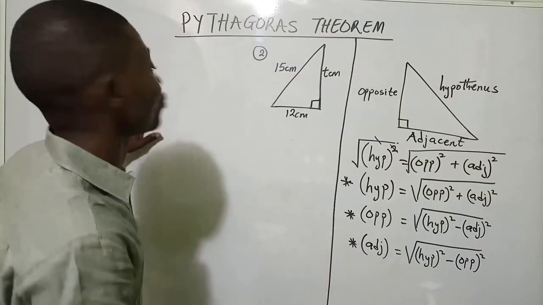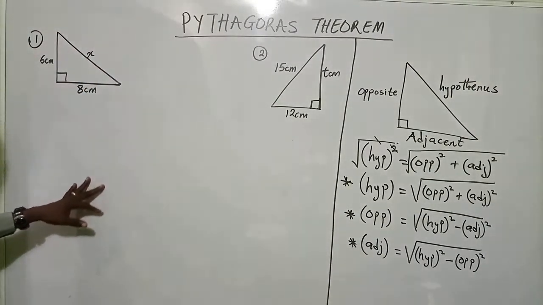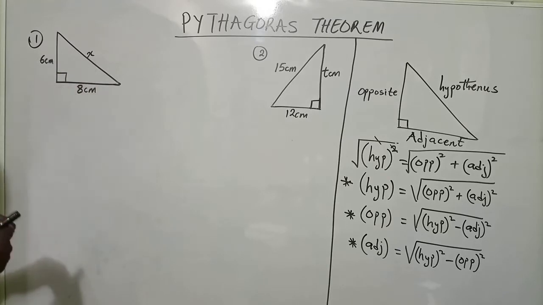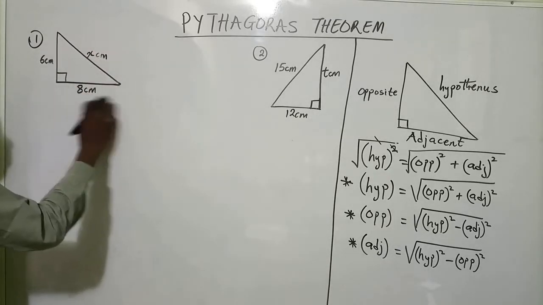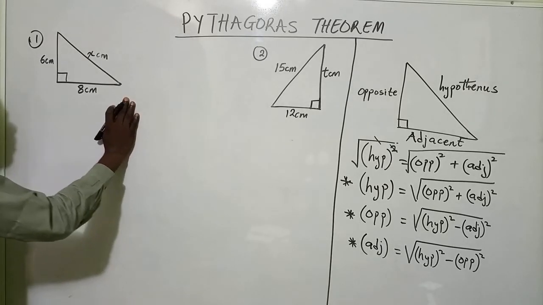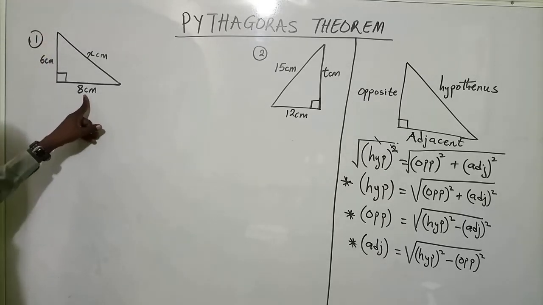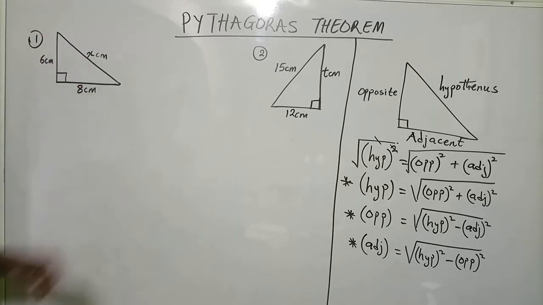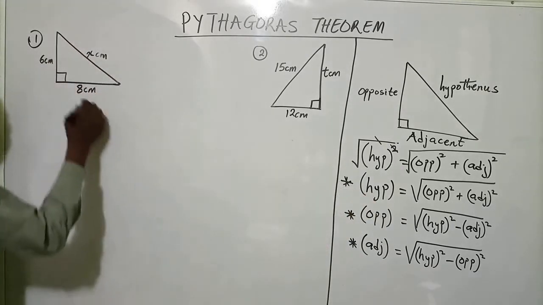Now let's see how we're going to use it to answer these questions. The first one here, we're asked to look for the value of x. This is x centimeter. Remember we said that the horizontal part is called the adjacent, while the side is the opposite. In this question, we have the adjacent and the opposite. We have to look for the hypotenuse. So which formula are we going to use? You agree with me that we can use that formula.